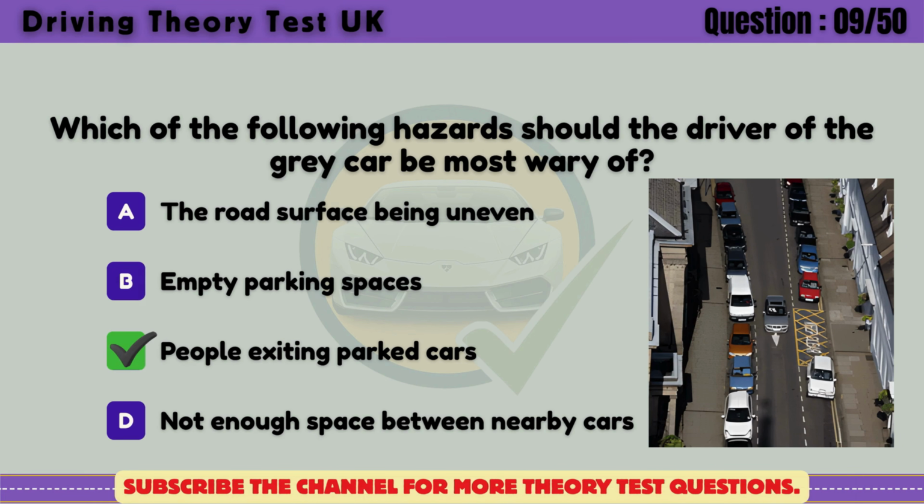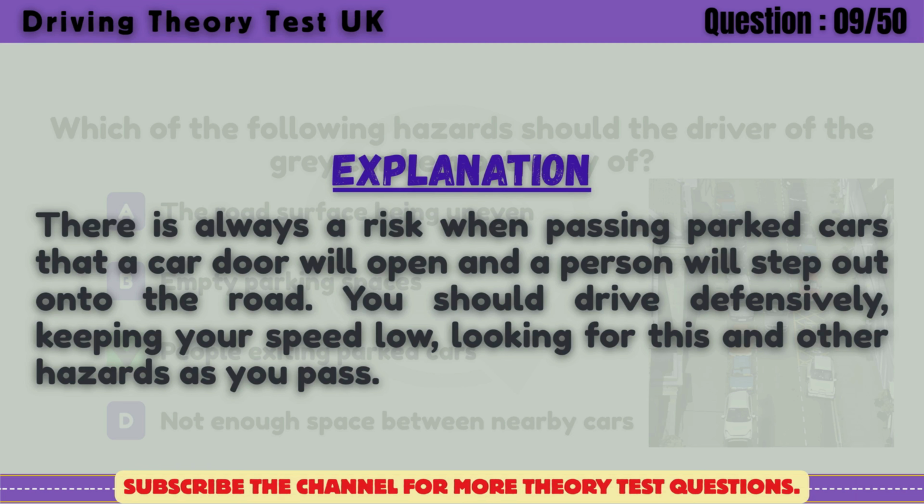Answer is C. People exiting parked cars. There is always a risk when passing parked cars that a car door will open and a person will step out onto the road. You should drive defensively, keeping your speed low, looking for this and other hazards as you pass.